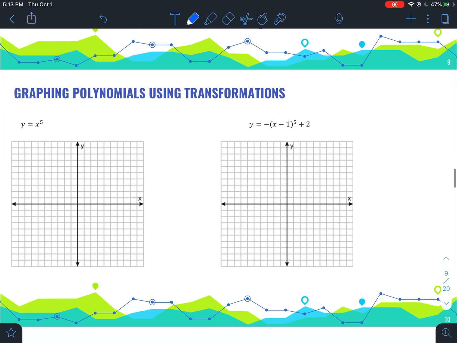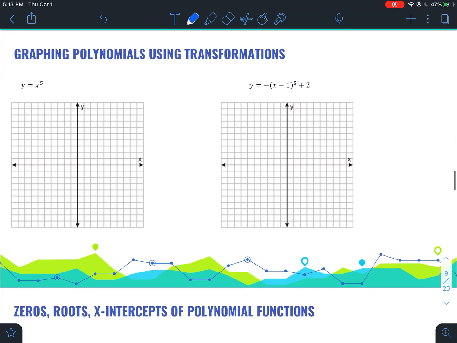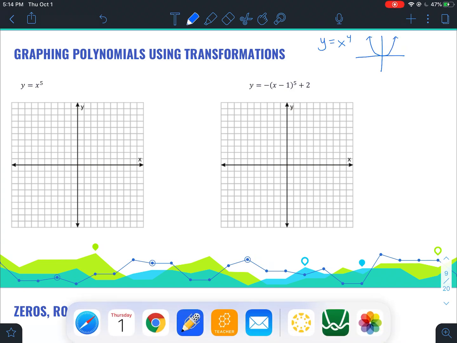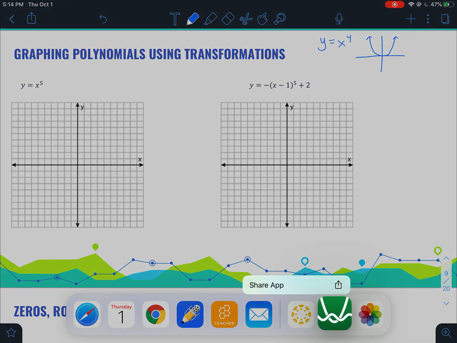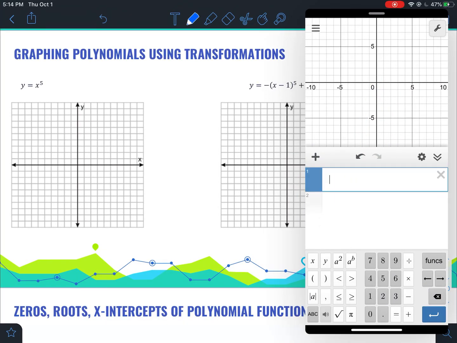So, graphing polynomials using transformations. So this would be the same thing for parent functions. We just looked at the parent function x to the fourth on Desmos, and it looked a little bit flatter than a normal parabola. So let's look at what x to the fifth would look like as a parent function. And then we graph it with transformations the exact same way. So x to the fifth.